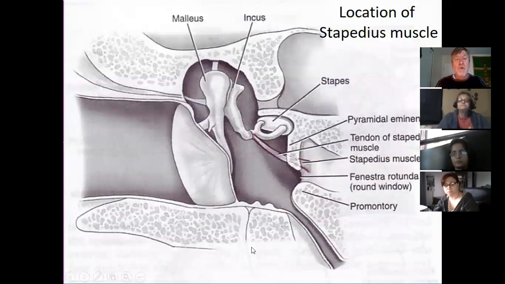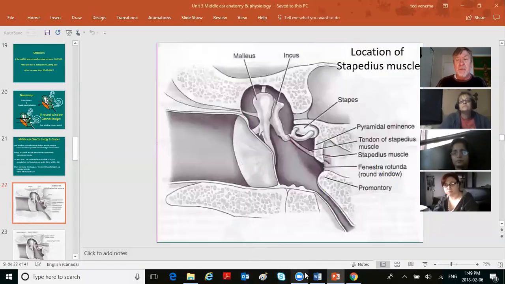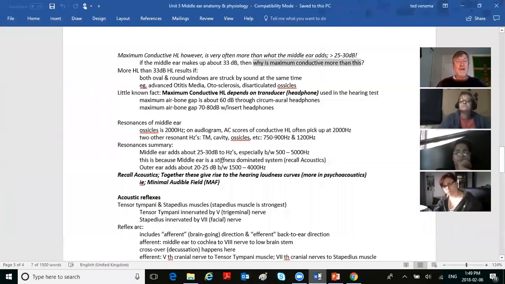Now we're going to move on and look at the top of, I believe it is page 3 in our notes. Yep, page 3. So we've talked about this top point. Maximum conductive hearing loss can be greater than what the middle ear adds, and you now know why. Here's something you may want to put a star by, okay?